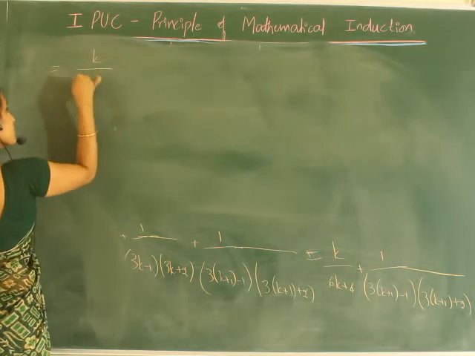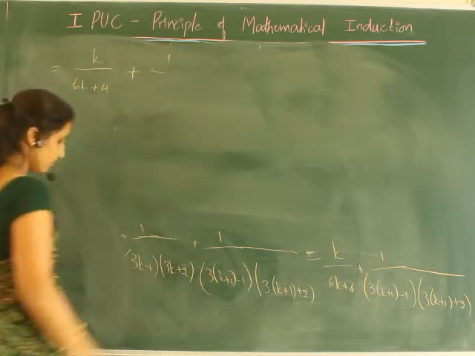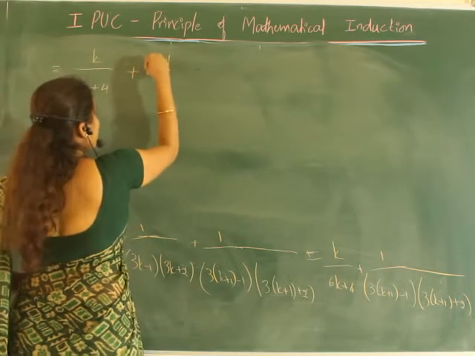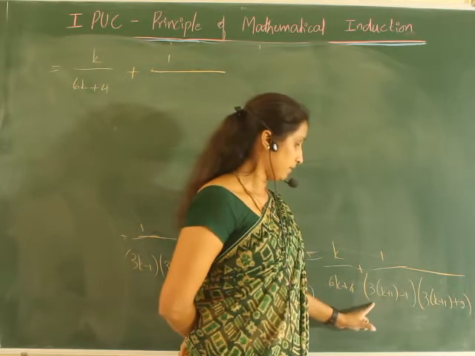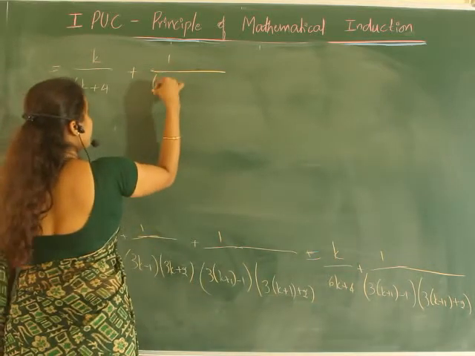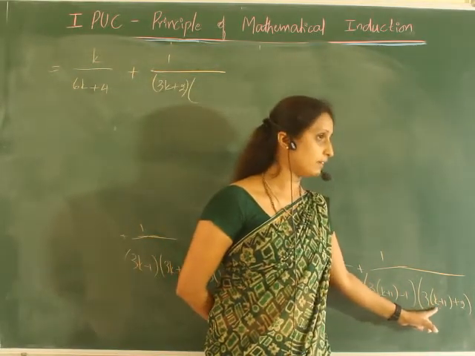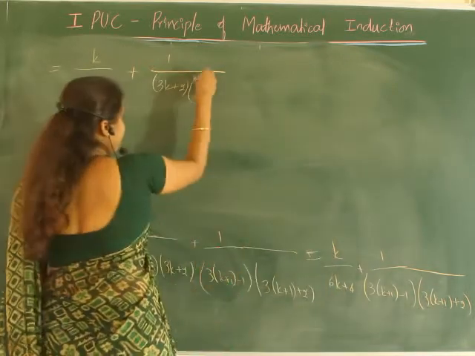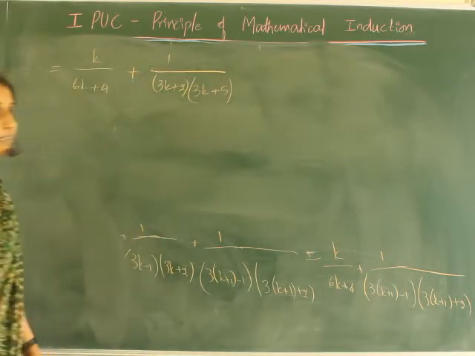k by 6k plus 4 plus 1 by here 3 into k, 3k plus 3, multiply 3 into k plus 1, 3k plus 3 minus 1, so 3k plus 2 into, so 3 into k, 3k, 3 into 1 is 3, 3k plus 3 plus 2, 3k plus 5. So I have added like this.